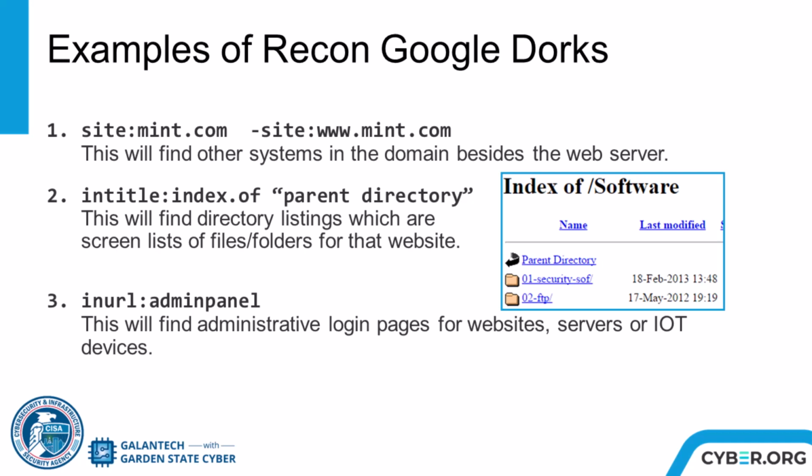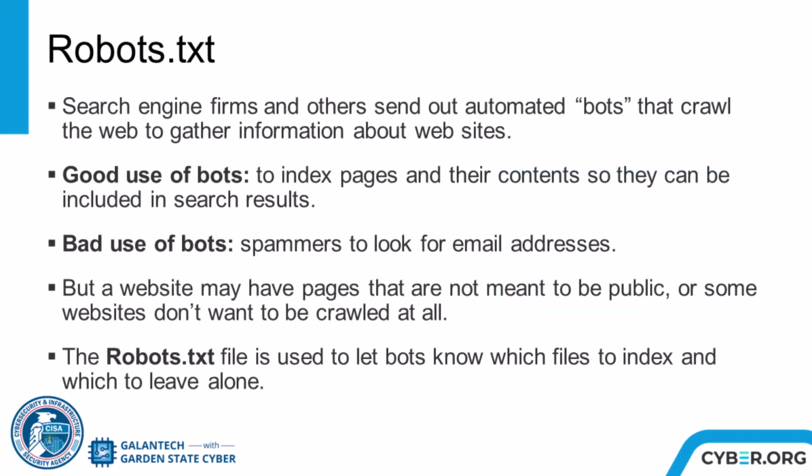Number 3, with the search of in_URL:admin panel, is commonly used as the beginning of a longer dork to find the access page of a site. Let's pause from dorks for a minute to learn about the robots.txt file. It is not a Google dork itself, but it is an important item to consider dorking for.